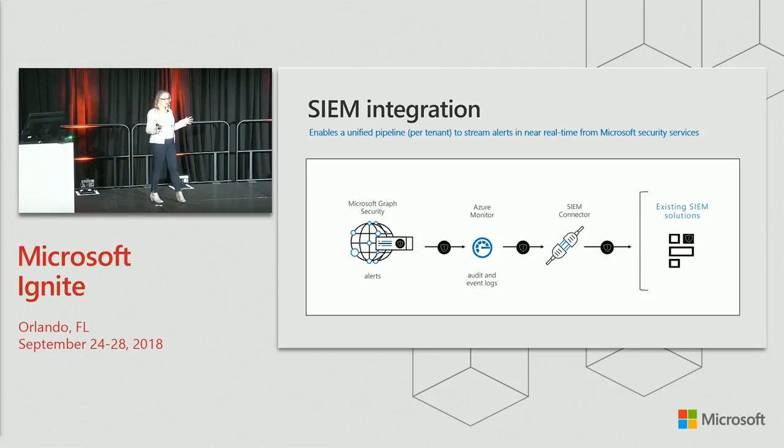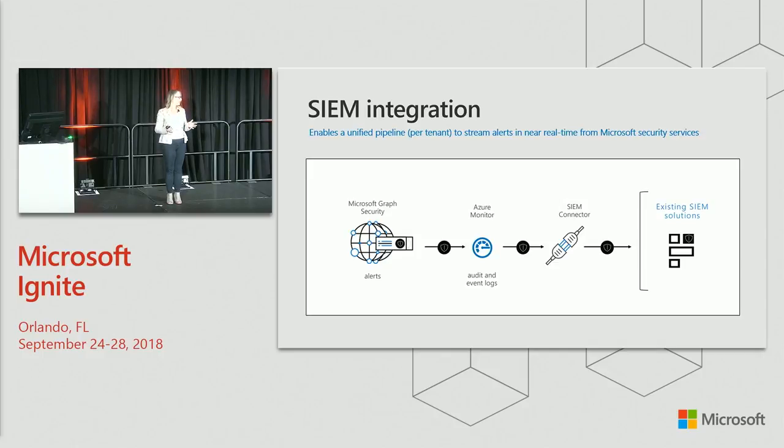So the way this works is that the Graph Security API collects those alerts, puts them into the Azure Monitor service in that common schema. Now you may want to add other alert data there as well. So Azure Monitor already includes information about audit and events that are happening in your Azure environment, and you can add additional data sources there as well. So you can get all of your alerts plus audit data into Azure Monitor, and then there are existing SIEM connectors for Splunk, QRadar, and Sumo Logic, and more are in the works that will pick up that data and integrate it into your SIEM solution.